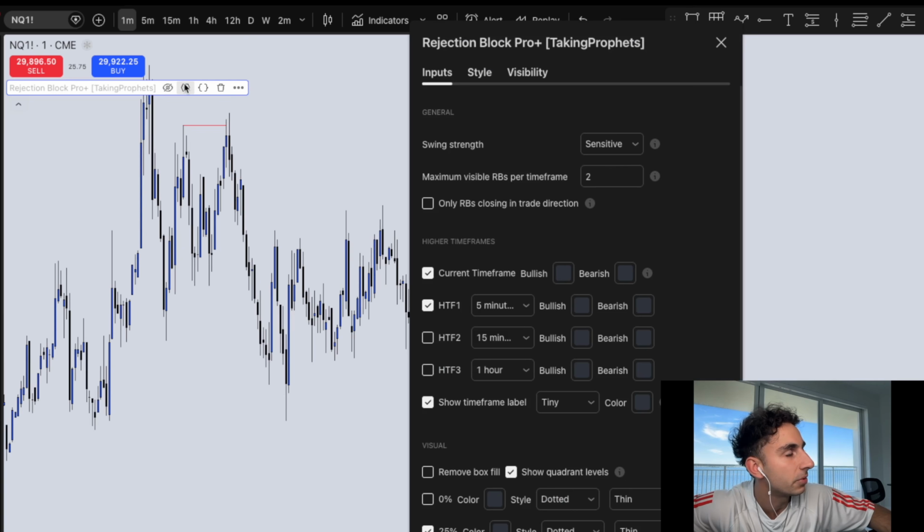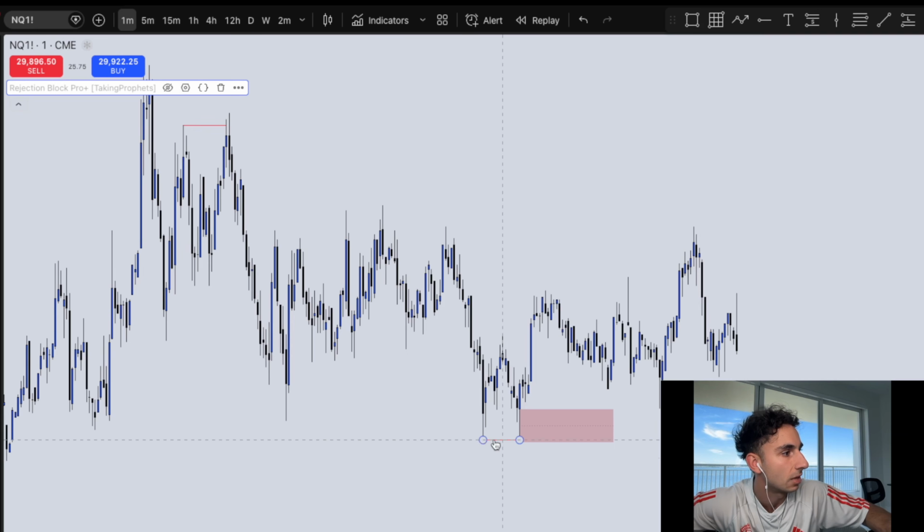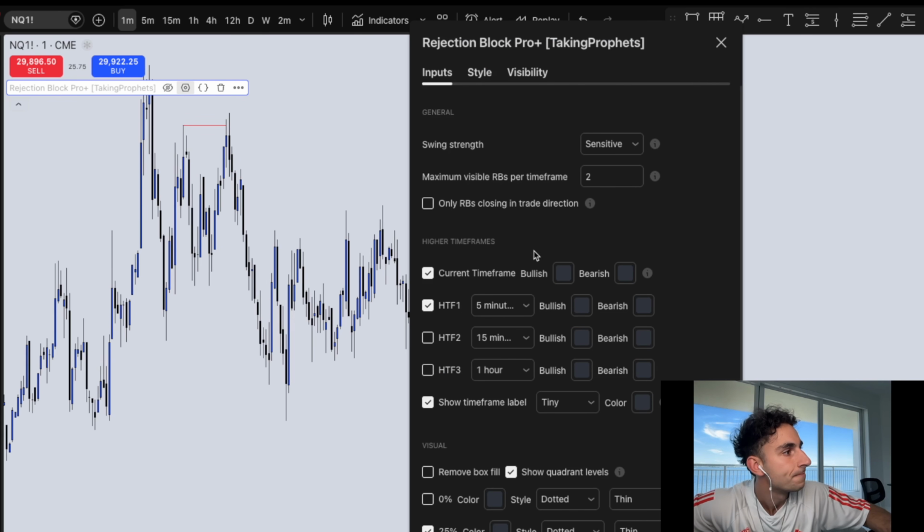So I gave people the option because I think Powell teaches it to where you need this to be a bullish candle for it to be a rejection block. But I don't think that's always true. That's not how I learned it from ICT.